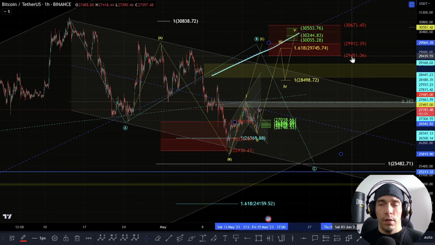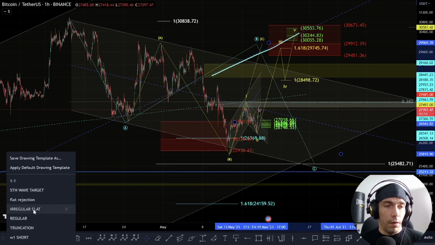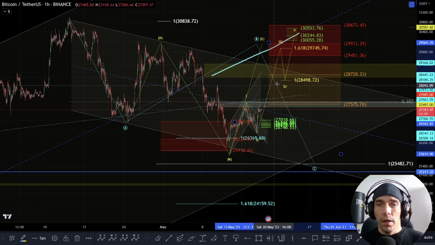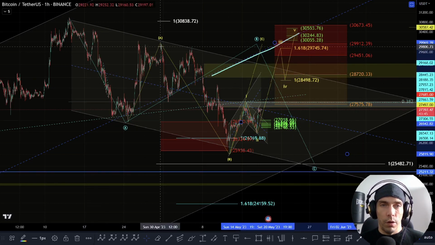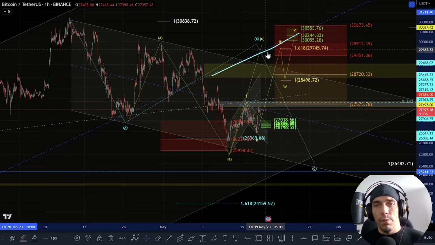Now, the other thing we need to be aware of is that if I just change this up here and we put the regular flat on here, the 1-to-1 of a typical zone we could look for would be 1-to-1 of this A wave. So this, if it's going to be a running flat, would actually be down here towards this 28,720. So this could be quite an interesting area. So keep that area in mind.